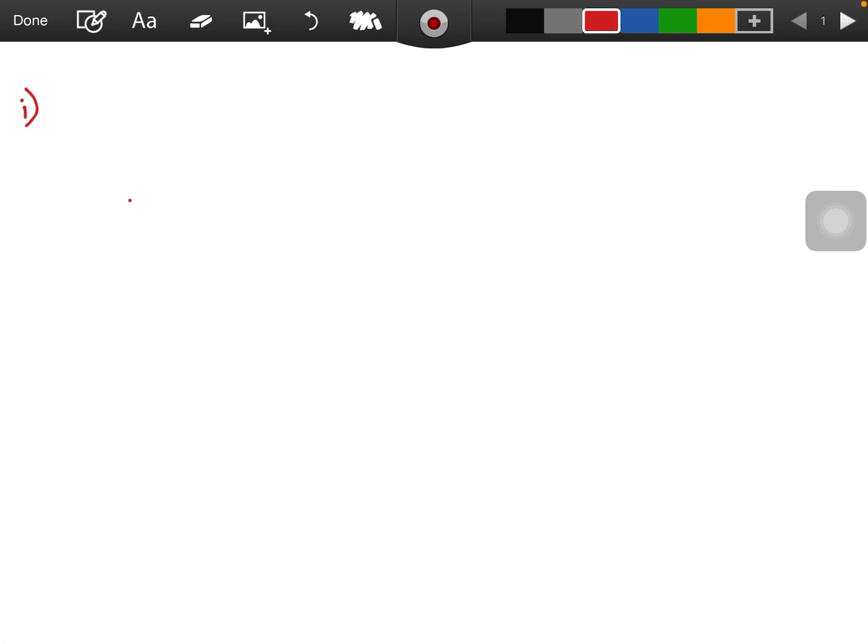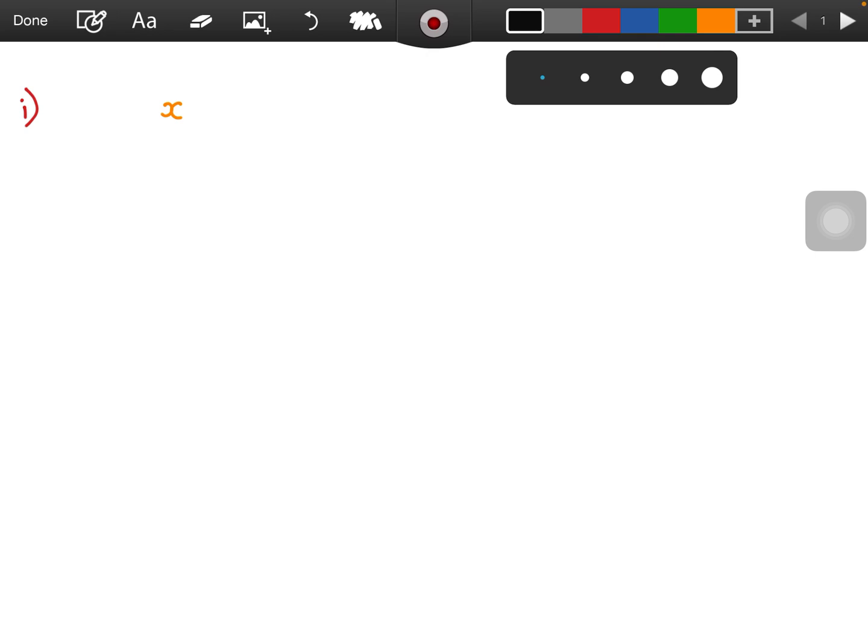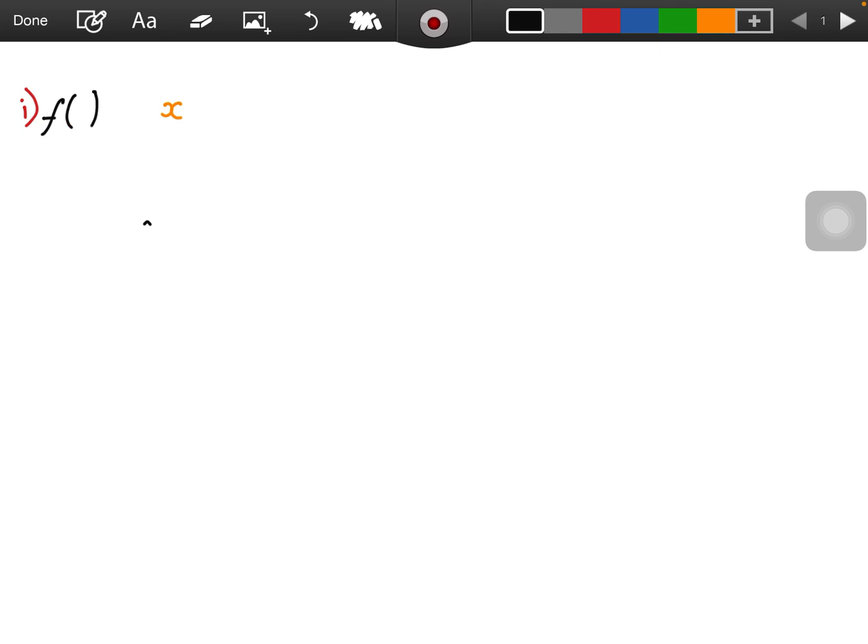Okay, so I have been asked to look at a function f defined by the rule: divide the input by 2 and add 3. So we're going to write an expression in x to represent this function. Okay, so x is my input. So f is my function. So f is a function with an input x.